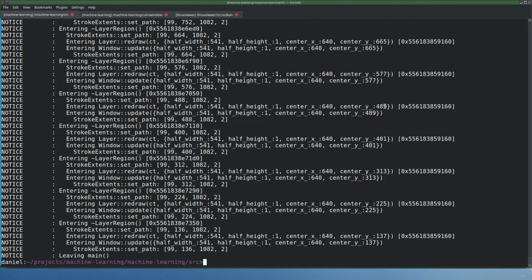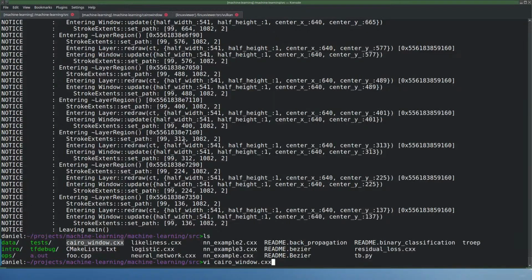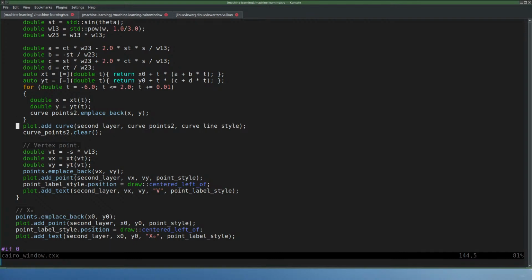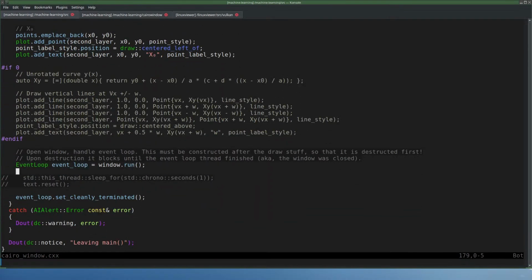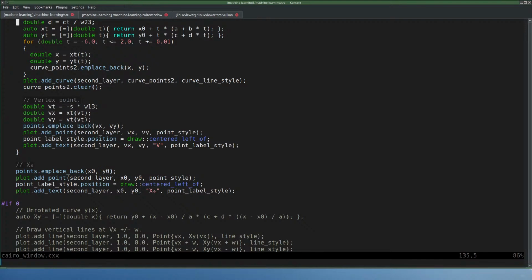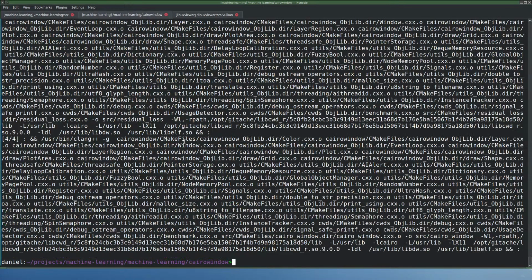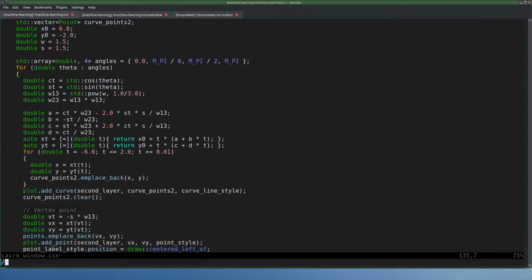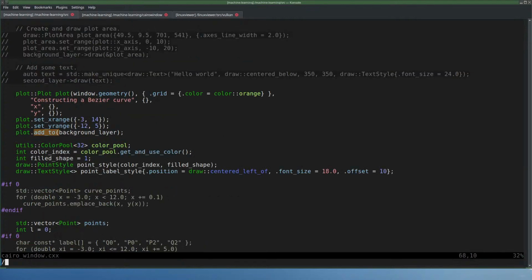Yep, and then we call add to, or what was it? Add curve. No. Plot add point, add text, add point, add text. Add to layer. This one. Why can I not find it? Add to. There it is. Just add it immediately at a very bloody start.